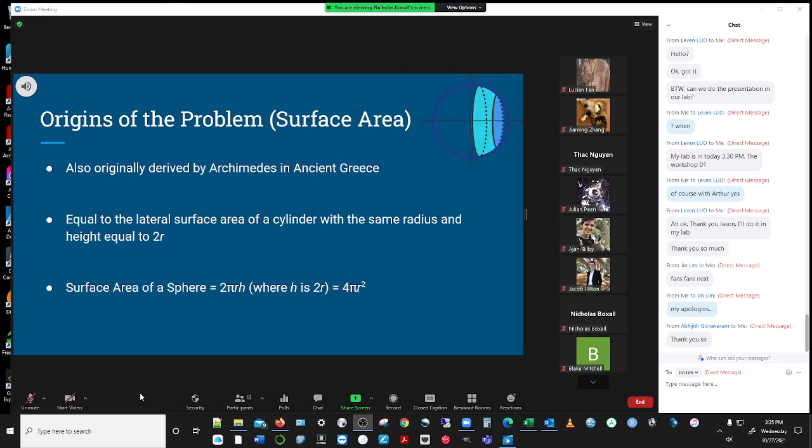Similarly, Archimedes derived the formula for the surface area of a sphere by discovering that it must be equal to the lateral surface area of a cylinder. The lateral surface area of a cylinder is 2 pi rh, so where the height is equal to 2r, the area is equal to 4 pi r squared, which is therefore also the surface area of the sphere.